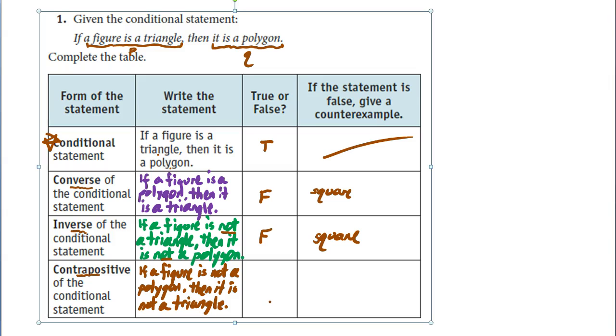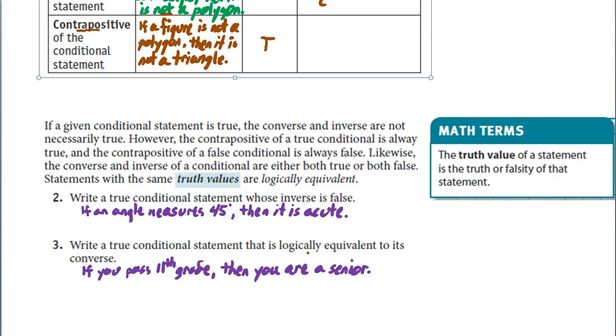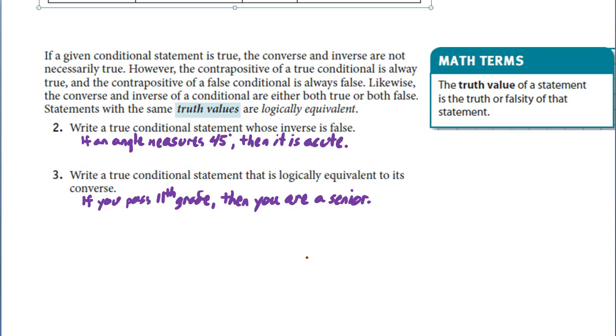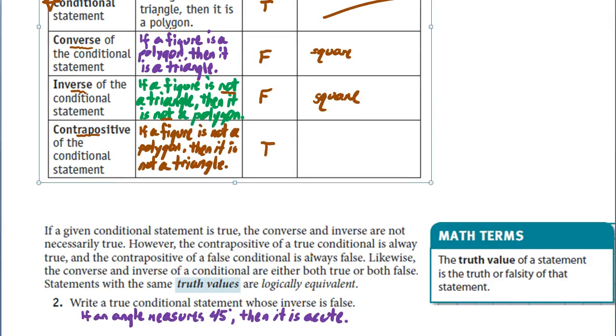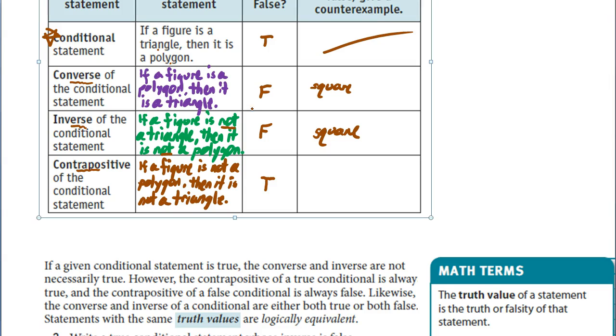Okay, let's think about truth value. If a figure is not a polygon, then it is not a triangle. That's true. If a figure isn't a polygon, then there's no way that it can be a triangle. If a given conditional statement is true, the converse and inverse are not necessarily true. In our example, we showed that. Our original sentence was true, but these two were not true.